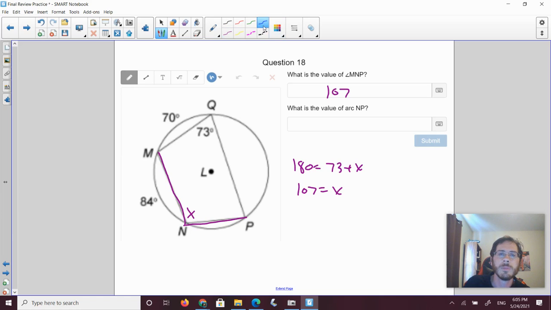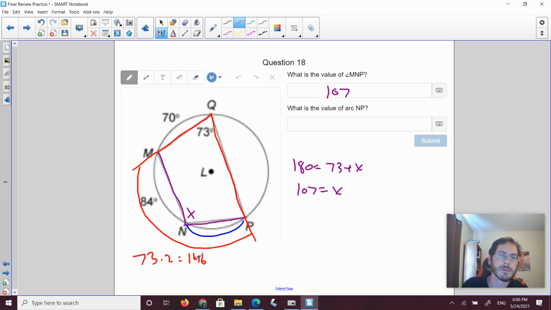What's the value of arc NP? So to find NP, what we want to do is find out what we're subtending. That's a little bit tricky because to get to arc NP, we've got to find this big arc. So this big whole arc is going to be twice our angle measure. So 73 times 2 is going to be 146. Now, we've got this 84 over here. So to get the little angle that we've got left over, we've got to do 146 minus 84, and that's going to give us NP. That's going to give us this leftover section. So that's going to be 62.